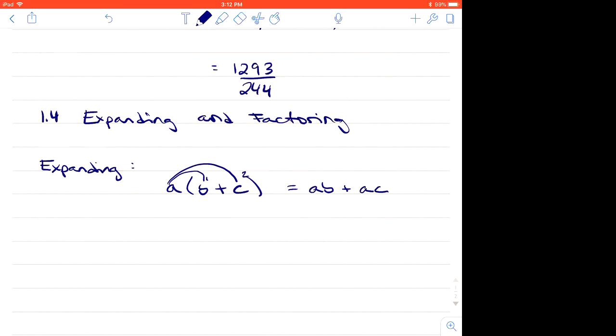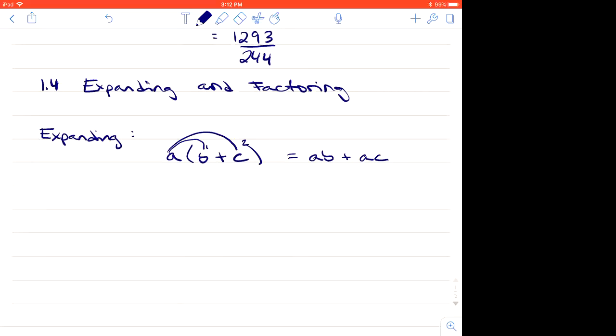So for example, 4 times A plus 3. If I ask you to expand it, then you're going to have 4 times a, so just 4a, plus 4 times 3. If you wanted to go straight to 12, that's okay, but for now, I'll just show what's going on. 4a plus 12. That's good.